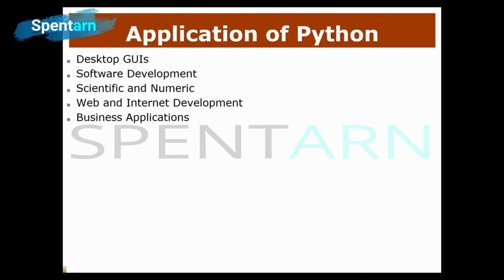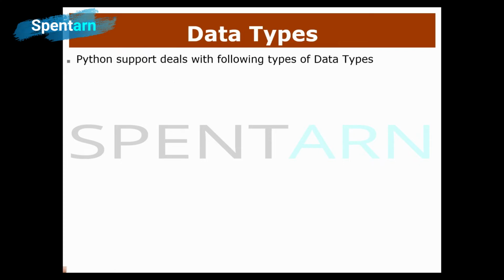For example, if I want to develop a website, I can use HTML and CSS. But if I want to use Python programming, in that case I use Django of Python. Okay. Now business applications, I can definitely use Python in business applications too. Now, data types are very much important.